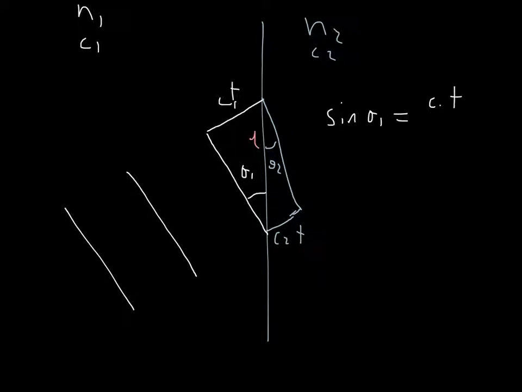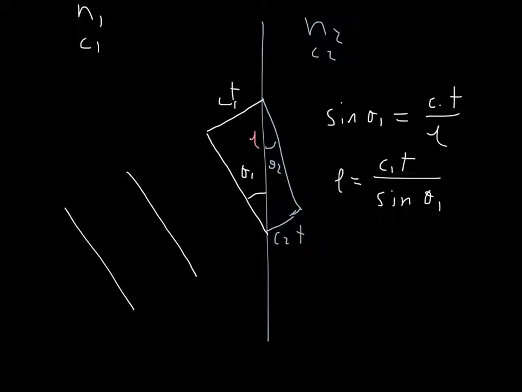c1t over L. And I can turn this around, and you'll see later on why. I want the L to be on its own. So I'm going to say that L then equals c1t over sine of theta 1. All I did was put this over here and the sine over here, so I just swapped the L and the sine of theta 1. Okay, now I can do the same for the other triangle.